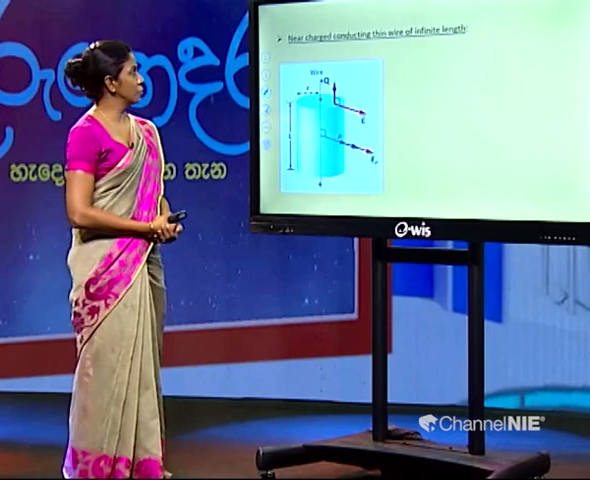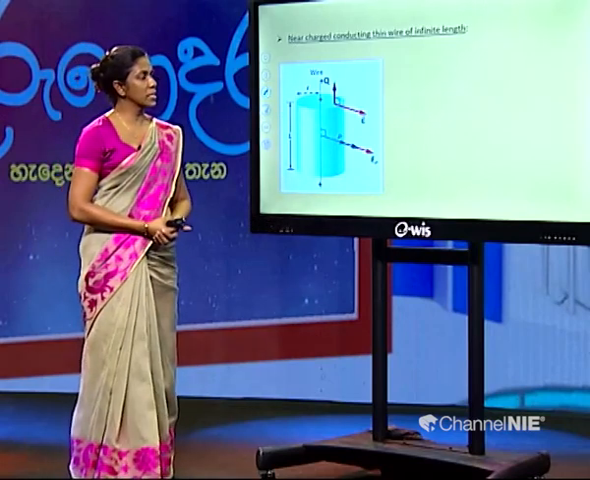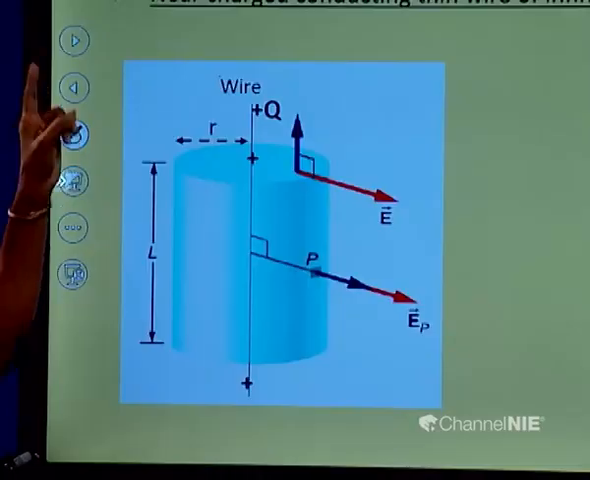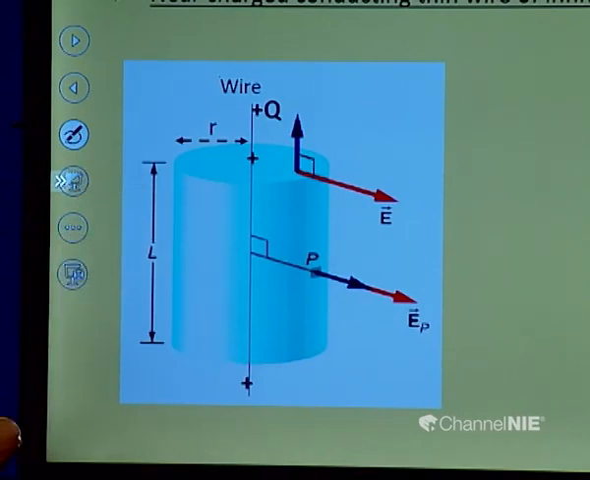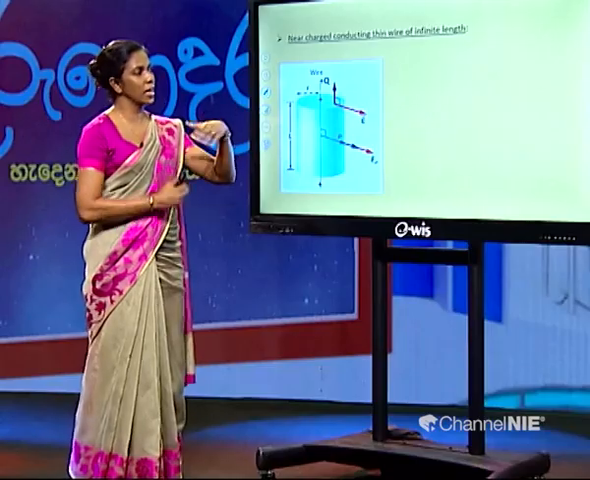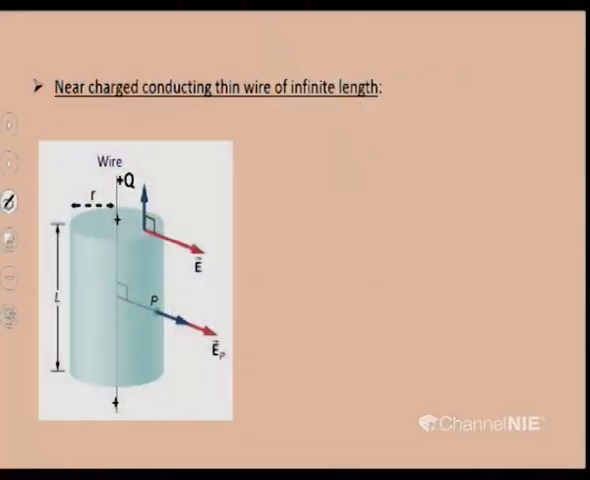If you now come to the next example, near a charged conducting thin wire of infinite length. Again the word conducting, and it is a wire of infinite length. You only consider the middle part, an infinitely long wire. Charged conducting wire. Now, let us use what we learned, what we already know.